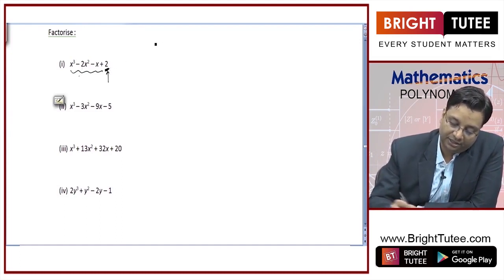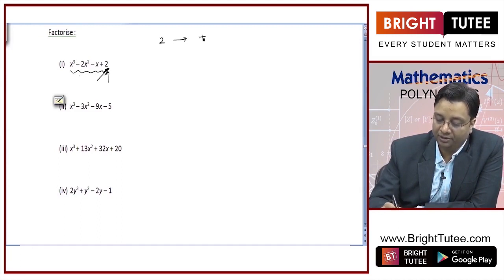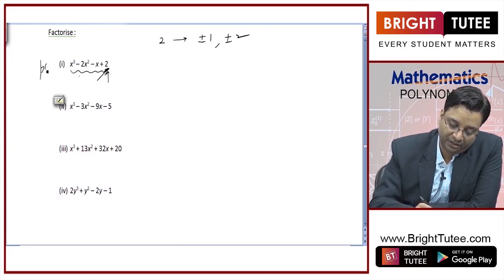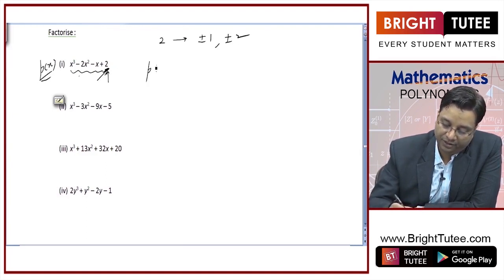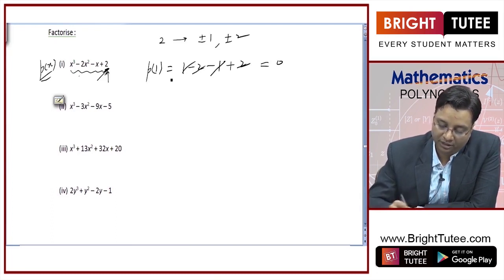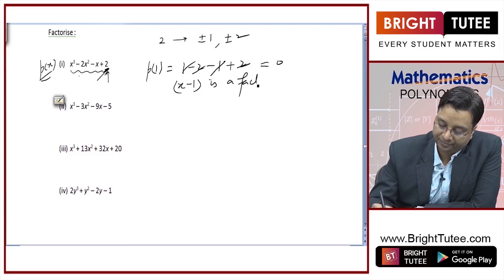Okay, so the first step is to see the factors of this constant. 2 has factors like plus minus 1, plus minus 2. So if I put 1 here, let us say it is p of x, okay. So p of 1 will be equal to 1 minus 2 minus 1 plus 2. So it is 0. Hence x minus 1 is a factor.